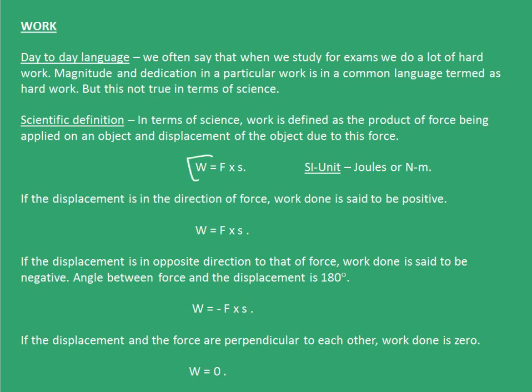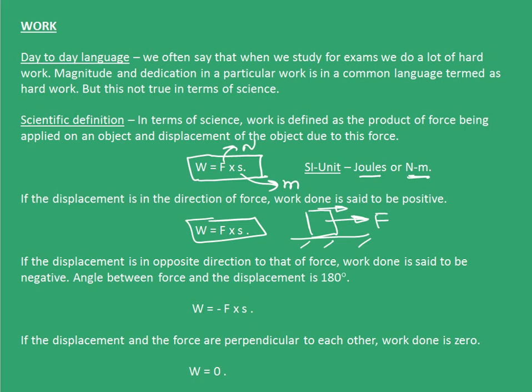So the work W is force F into displacement S. The SI unit of work is joules or Newton meter. Force is Newton and displacement S is meters, therefore Newton meter. If the displacement is in the direction of force, work done is said to be positive. What does this mean? It means that suppose this is my object and I am applying a force F in this direction. Now suppose the object is also moving in this direction and displacement is in direction of force, we say the work done is positive.